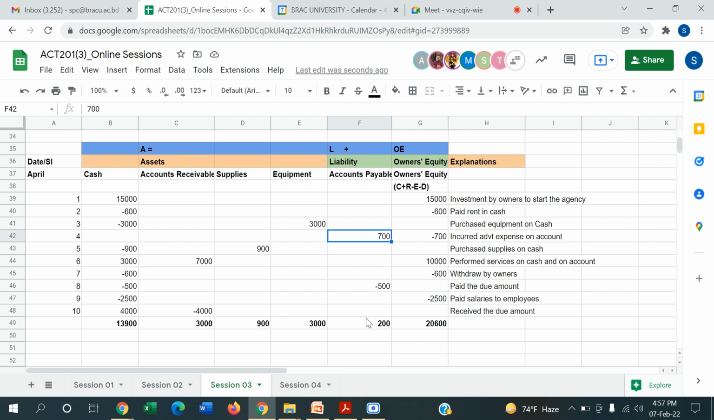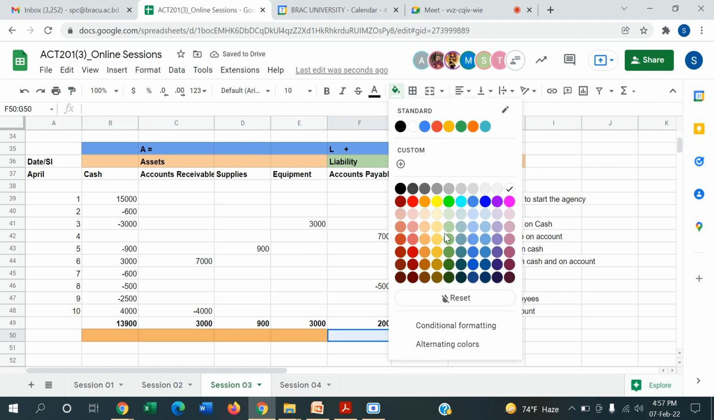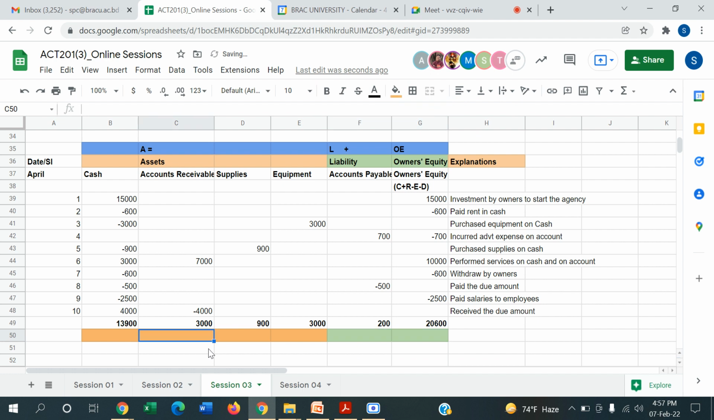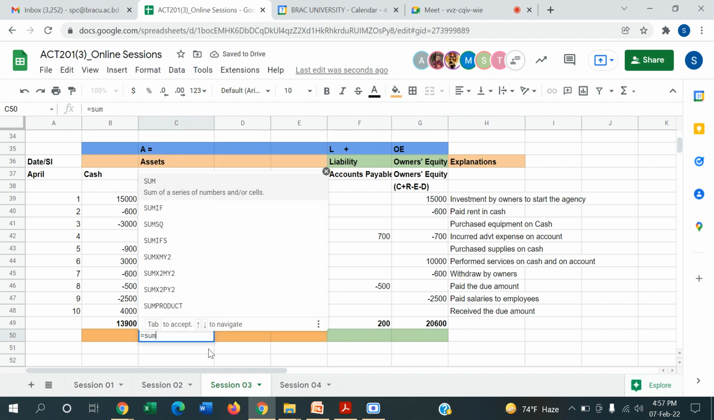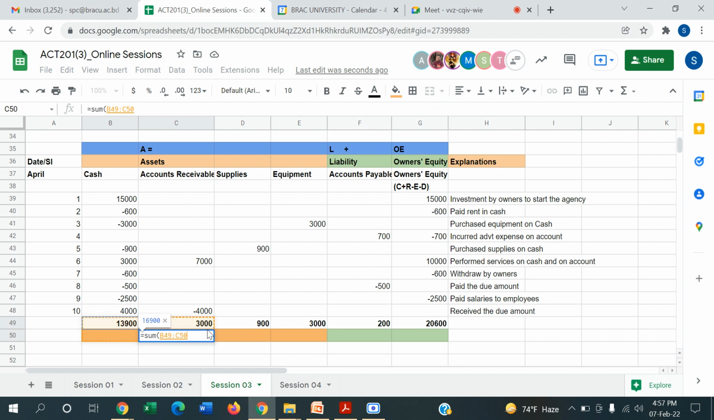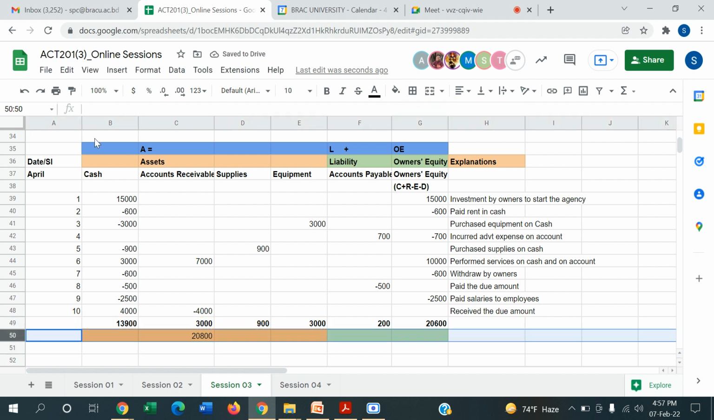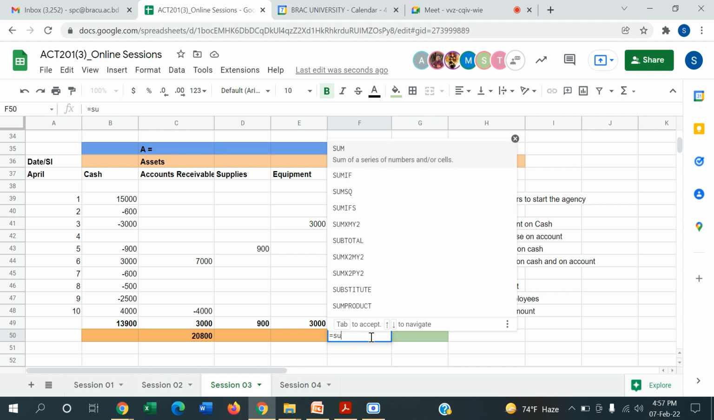After finding out the summary of each of the accounts, another thing we need to do is find out what is the total of assets, and what is the total of liability and owner's equity. Now we can see. From the equation, we know that they should be equal, but here I can see that it's not. That's why we need to summarize it and find out the totals.